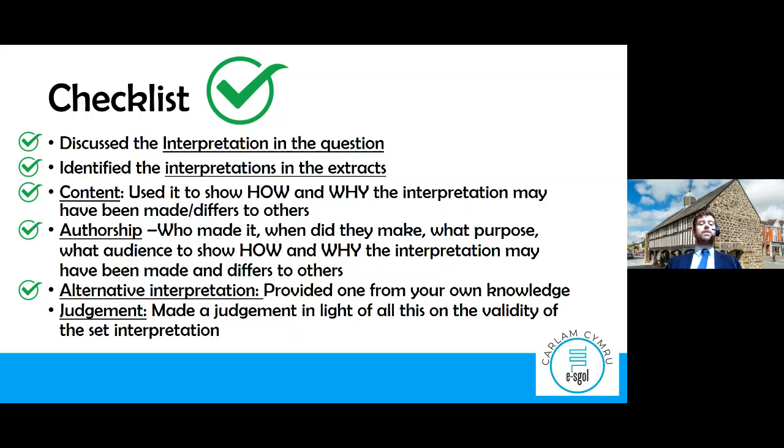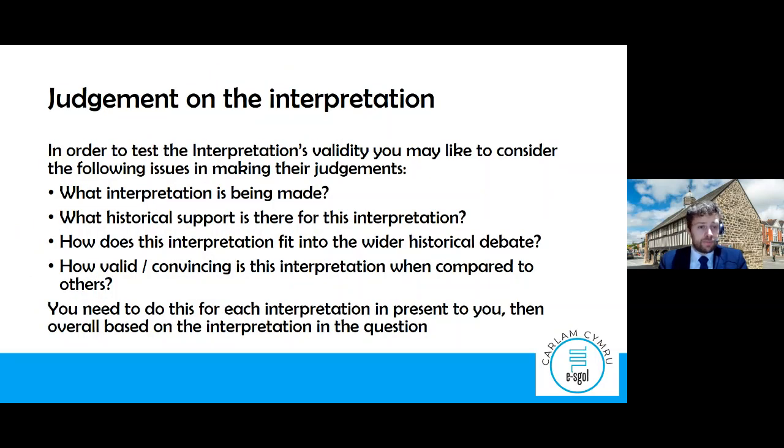And lastly, then, you need to make a judgment in light of all of this, right? In light of the validity of the set interpretation. So, in order to test the interpretation's validity, you may like to consider the following issues in making those judgments. What is the interpretation that's being made? In order to judge is it valid or not, you need to know what interpretation it is. What historical support is there for this interpretation? What factual information is there that supports the idea, in this case, that Hitler was the main cause for the rise of Nazis to power?